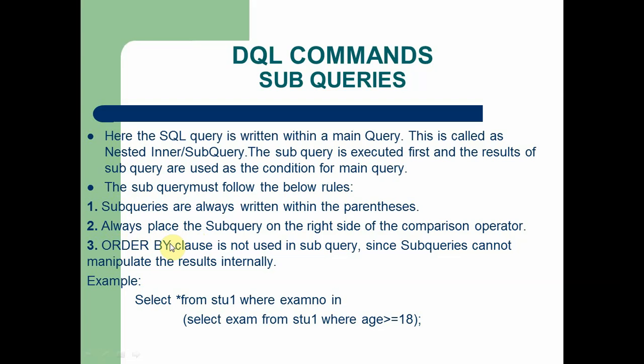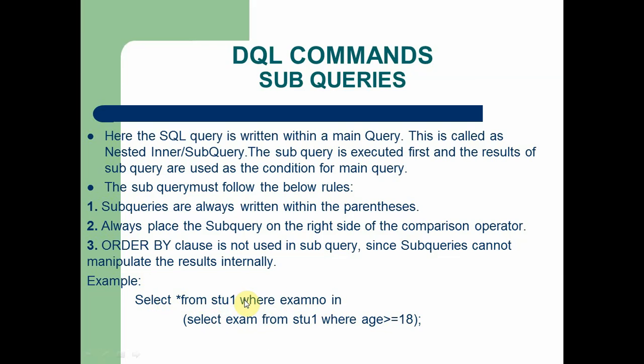In the example, you can see two queries. Number one, select asterisk from student 1 where exam number in. So this one is the main query. So we are using a subquery: select exam number from student where age greater than or equal to 18. So there are two queries. This one is the main query. This one is the inner or subquery.